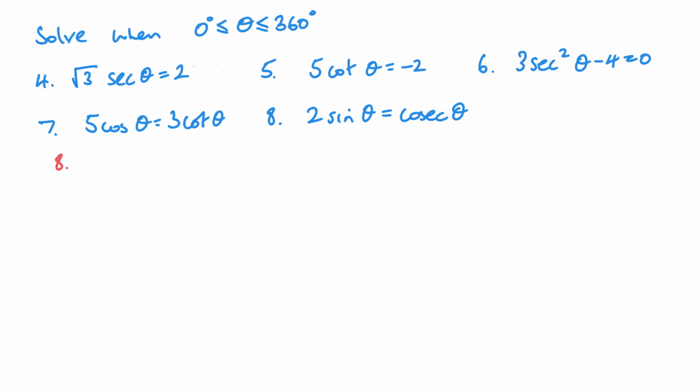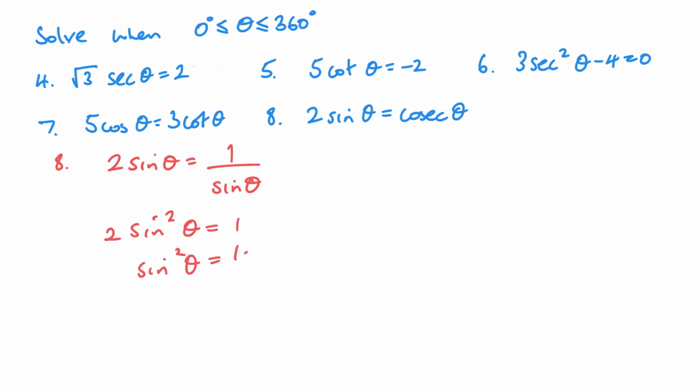And finally, of this section, number 8, so let's jump straight in. 2 sine theta equals, and this is 1 over sine theta, multiply by that, so 2 sine squared theta equals 1, sine squared theta equals a half, sine theta equals plus or minus 1 over root 2. This is a really common angle, so we should know that this equals 45 degrees.